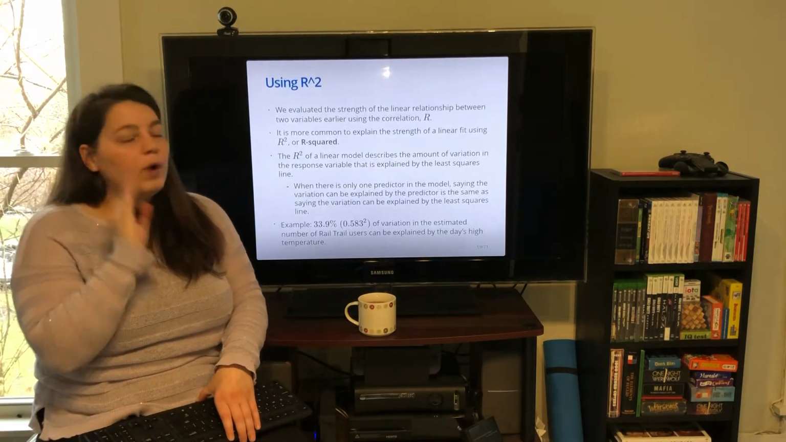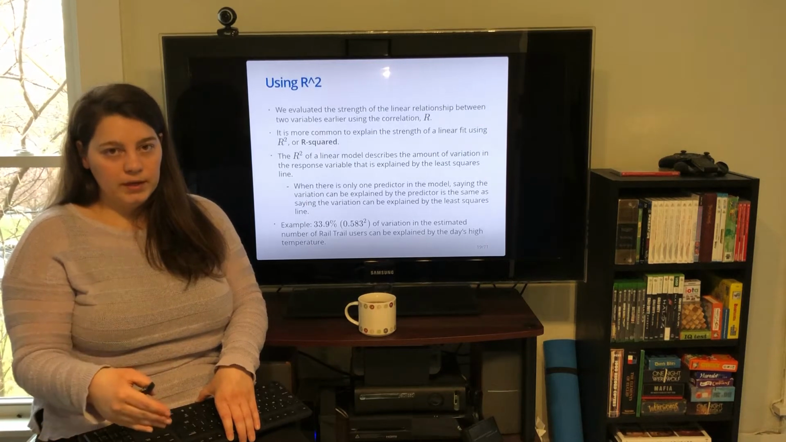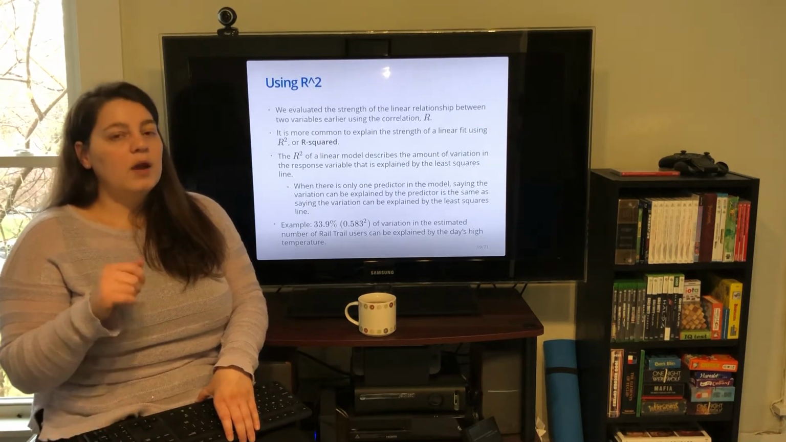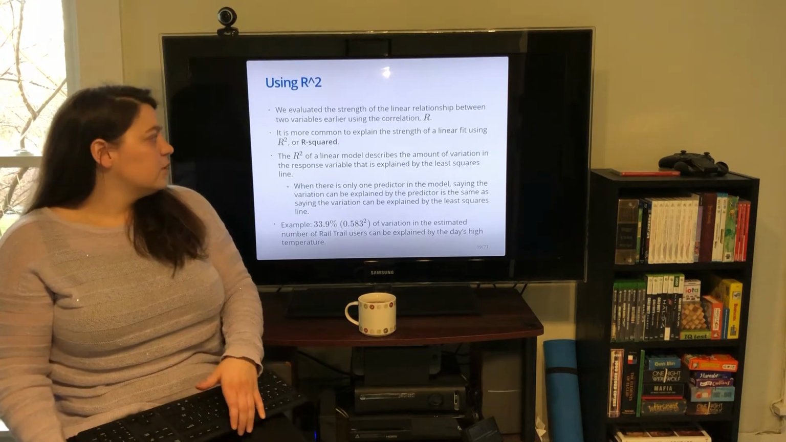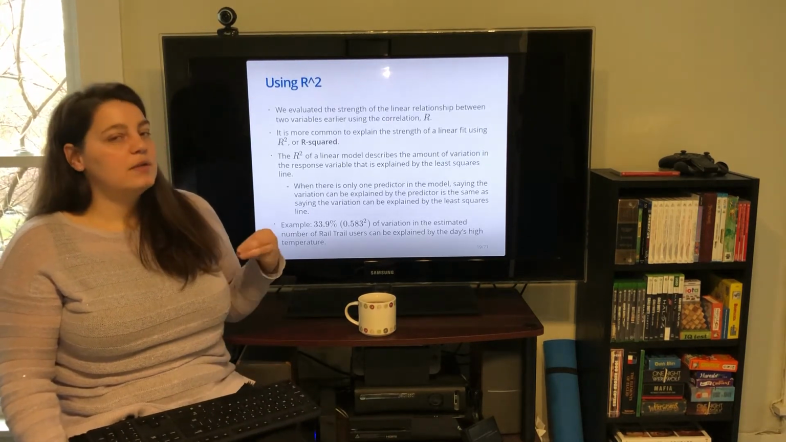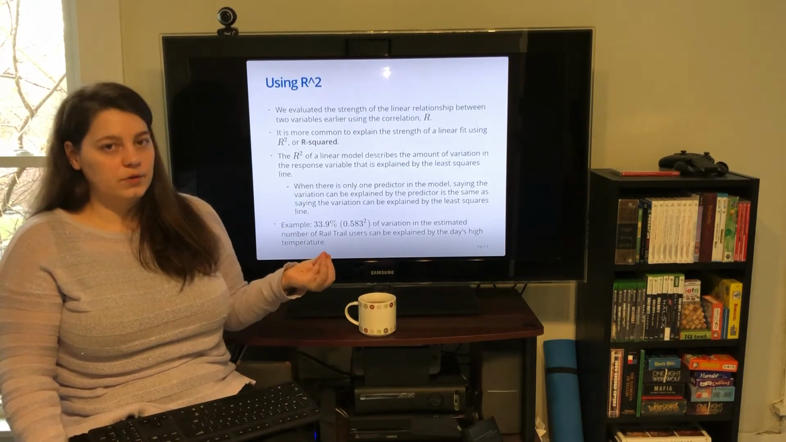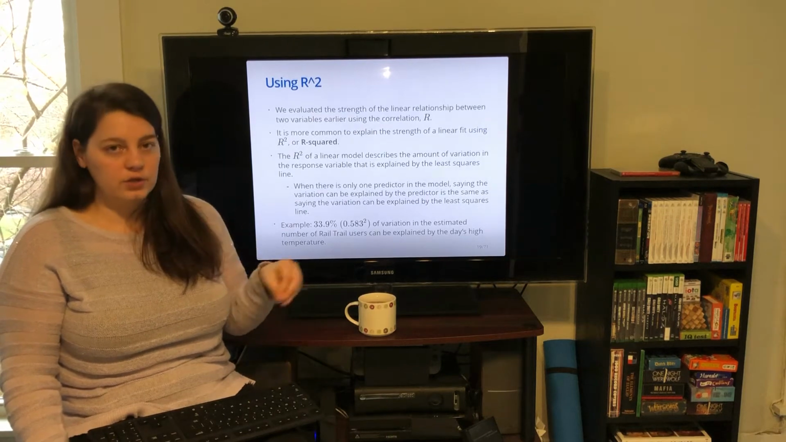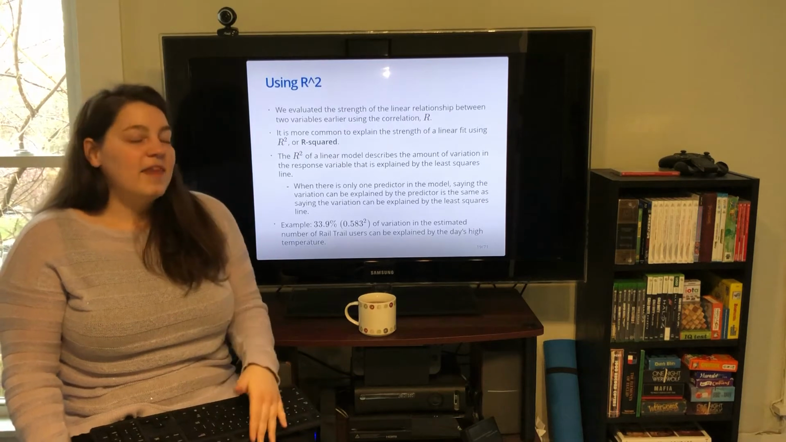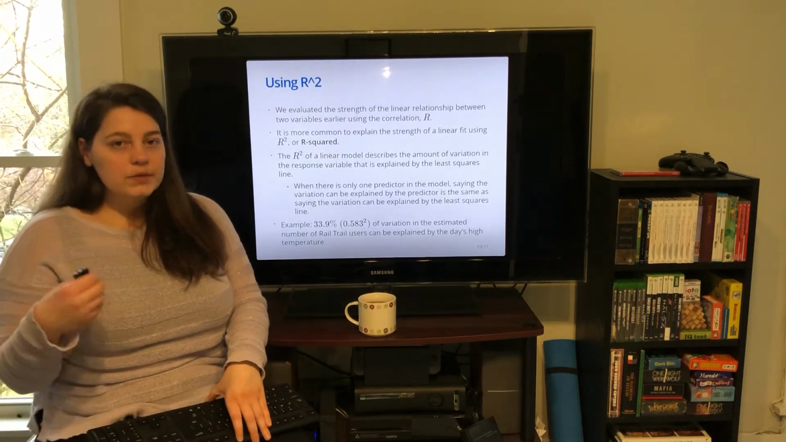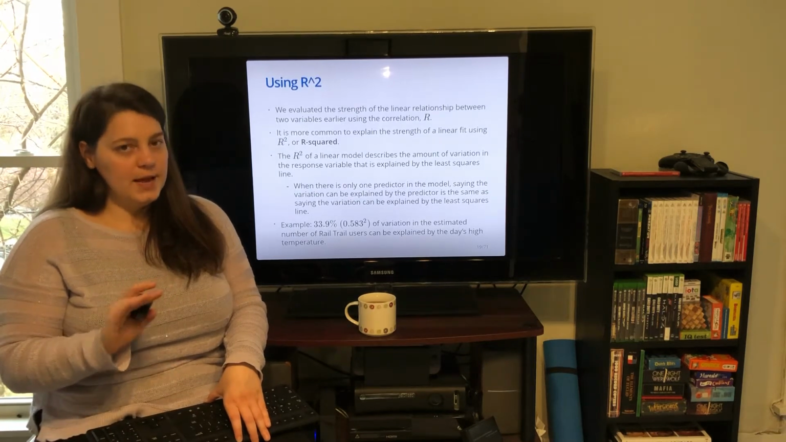Okay, so way back in week 3 and even a little bit last week, we learned about correlation, which is R, and we learned that correlation describes the strength of the relationship. It turns out that it's more common to talk about the fit and how good the model is using R squared, which is literally just the correlation coefficient squared. That value, R squared, has a really nice interpretation, whereas R by itself isn't as nice.